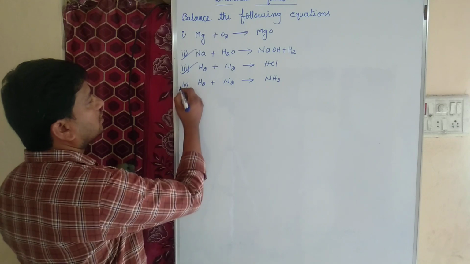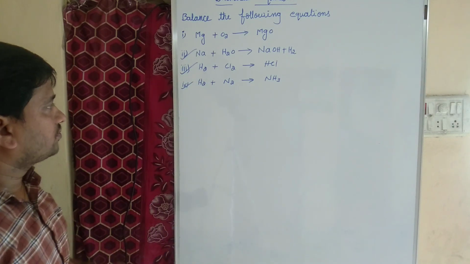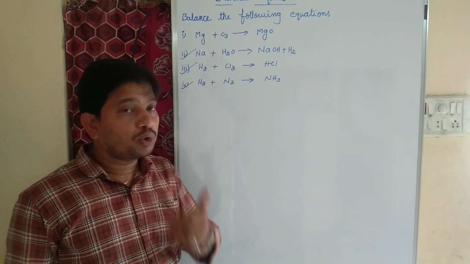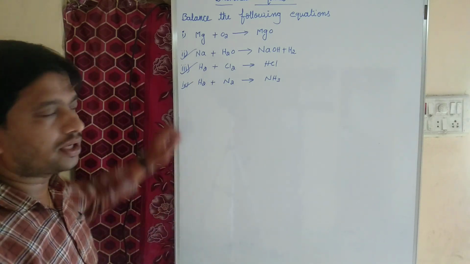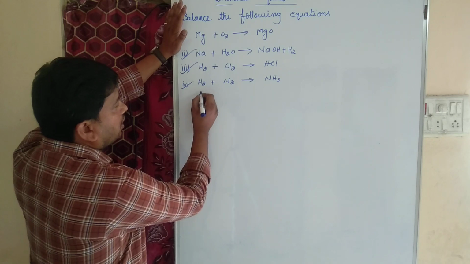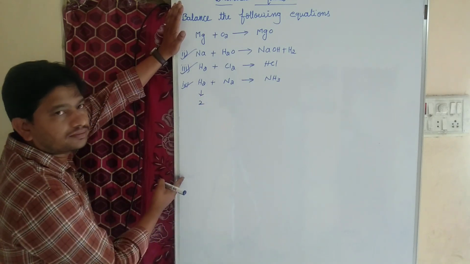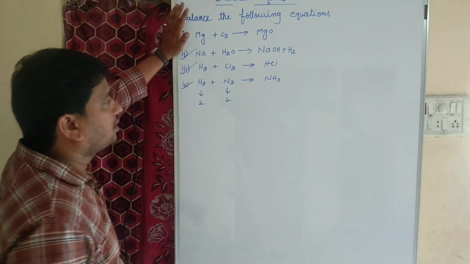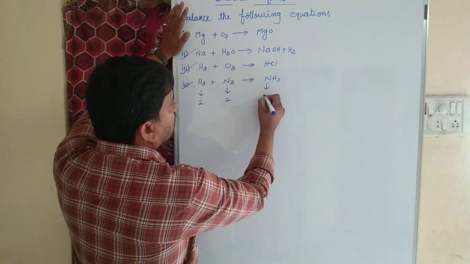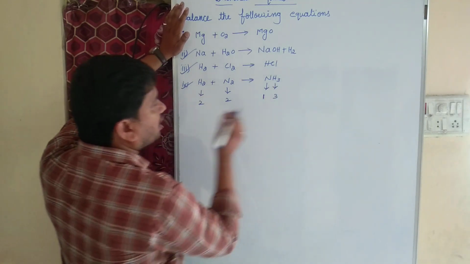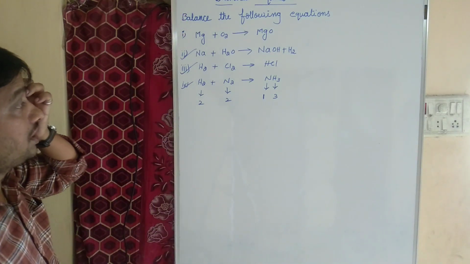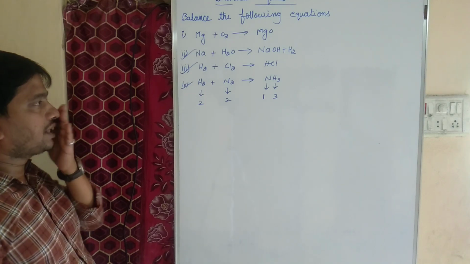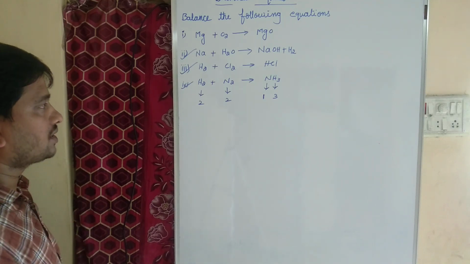Now coming to our fourth chemical equation, when hydrogen reacts with nitrogen, you will get ammonia. NH3 is ammonia, right? So here if you observe, 2 atoms of hydrogen, and here also we have 2 atoms of nitrogen, right? But what about here? We have 1 atom of nitrogen, but 3 atoms of hydrogen. Is it a balanced equation? No, children, it is not a balanced equation. We need to balance it now.